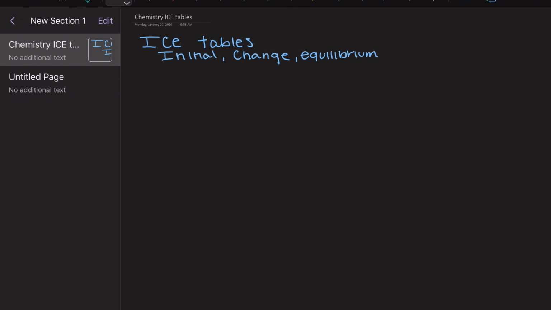Today we're going to talk about ICE tables, or initial, change, equilibrium tables. These are tables that are used to solve equilibrium problems in chemistry. So, let's start with an example.